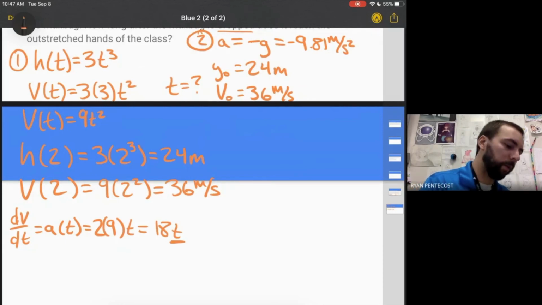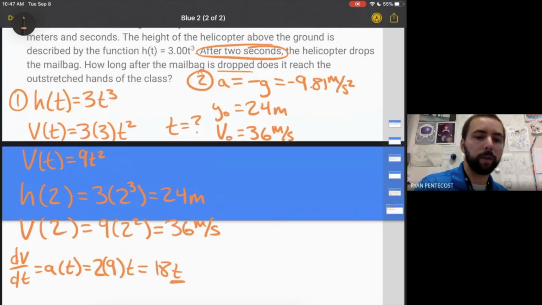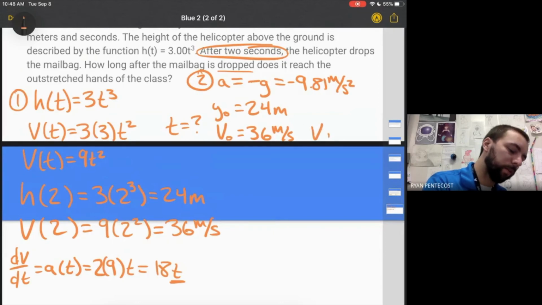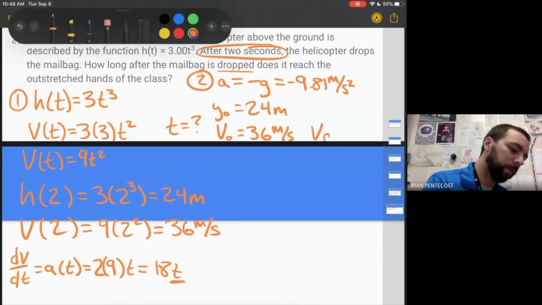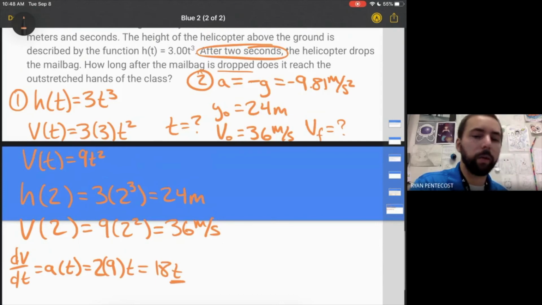Now, we want to know the time it takes to reach the outstretched hands of the students. So we have y naught, we have v naught, we have acceleration. We do not have v final, and we do not have time. So we ran into this before.